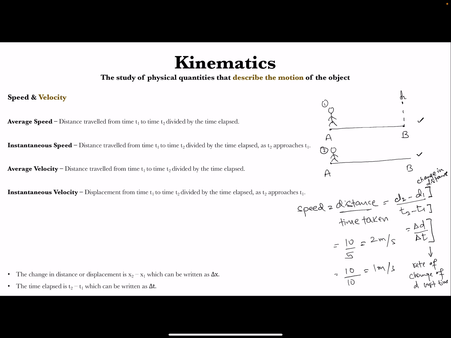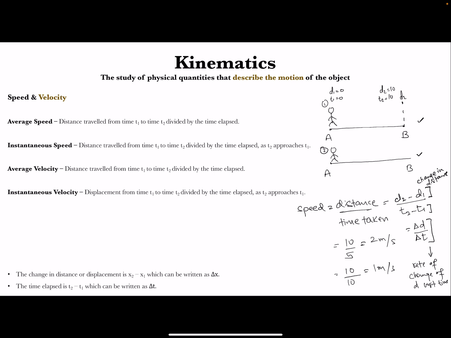Then what is instantaneous speed? Well, let's think about this. At point B, the next measurement that I made, let's say now I'm only looking at person 1, this guy right here. So I make the distance and time measurements at point A and point B. That's all I know. At point A, I had, let's say, d1 equals 0 and t1 equals 0. And then at point B, I had d2 equals 10, and let's say t2 equals 10. Those are the only measurements I know of.